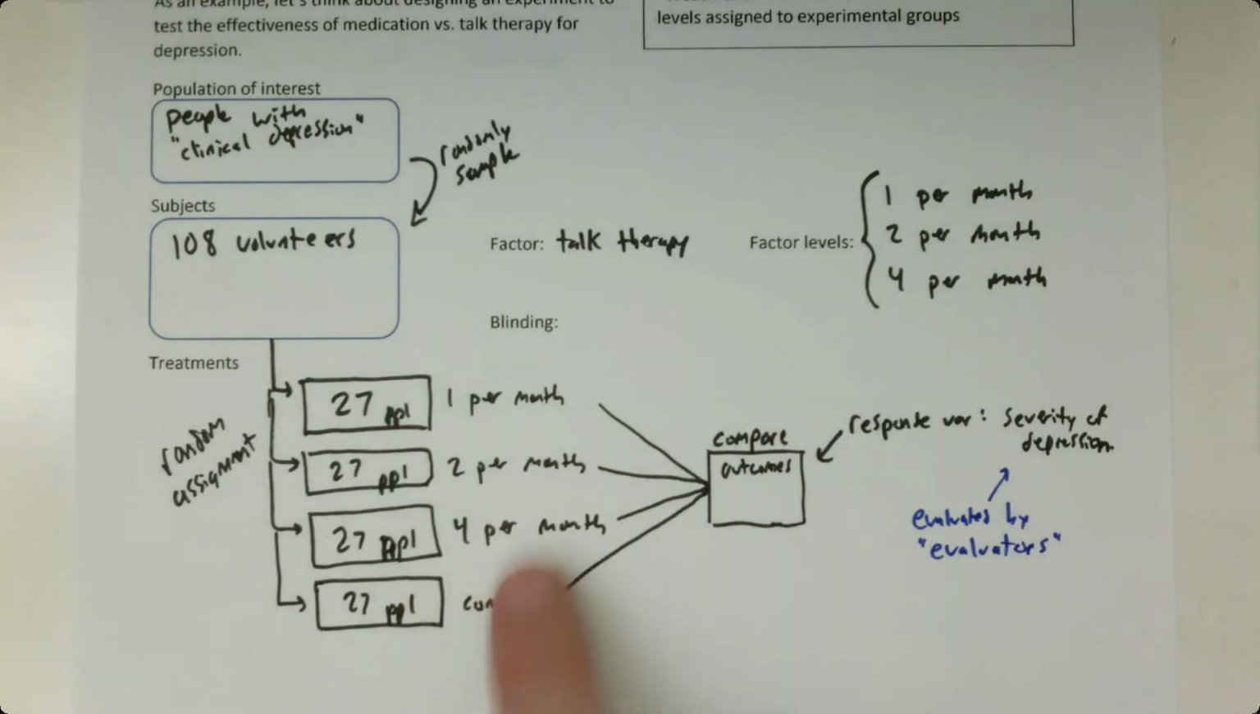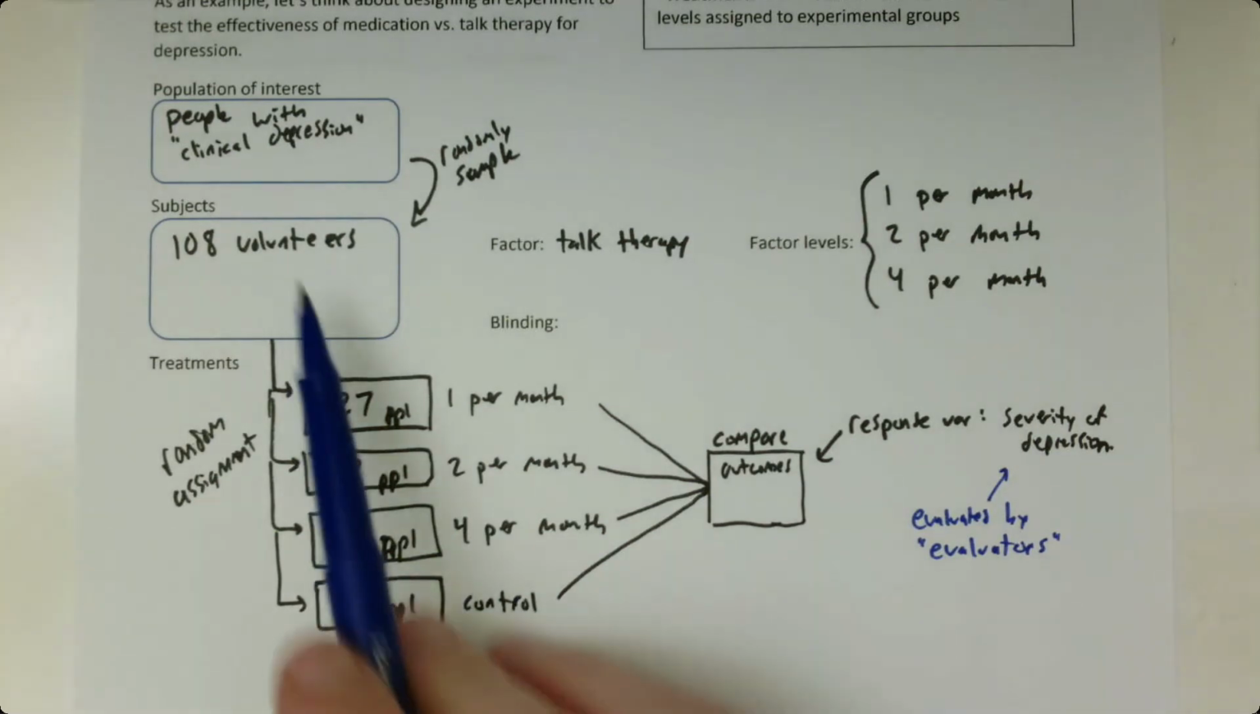They don't know where person 28 is. So they conduct their evaluations blind, and then only later do we put together all of the information in one place.